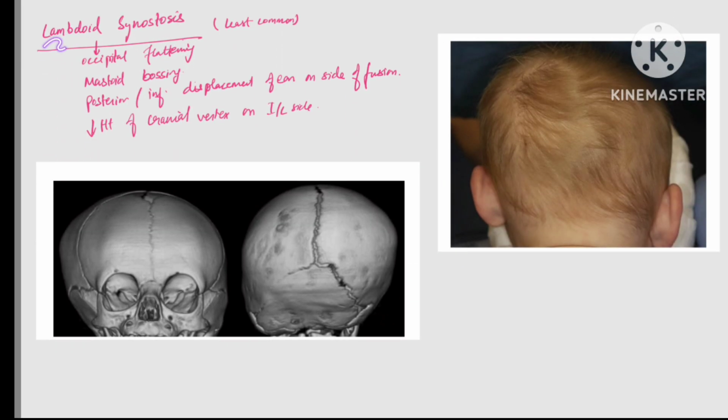The last topic here will be lambdoid synostosis. Lambdoid synostosis causes occipital flattening, and there is mastoid bossing and posterior inferior displacement of the ear on the side of the fusion. Ear will be displaced below, and there is decreased height of the cranial vertex on the ipsilateral side.